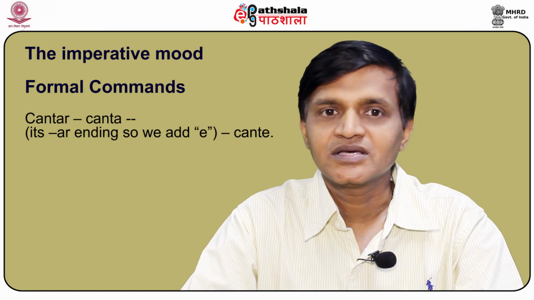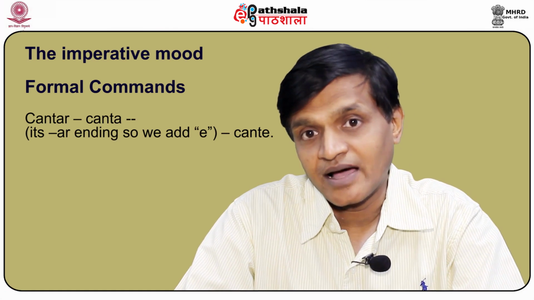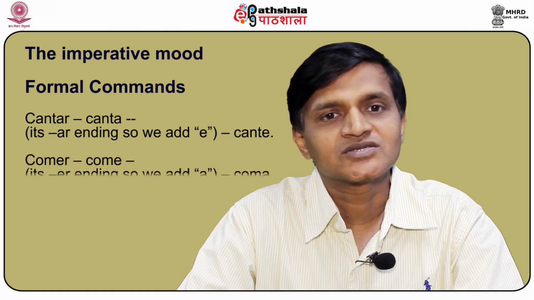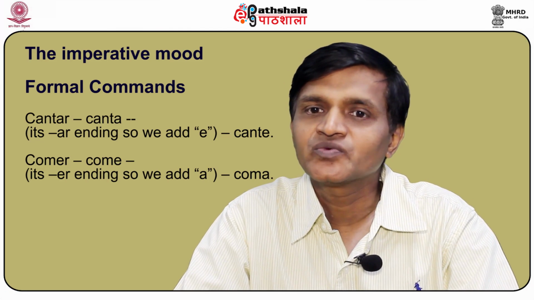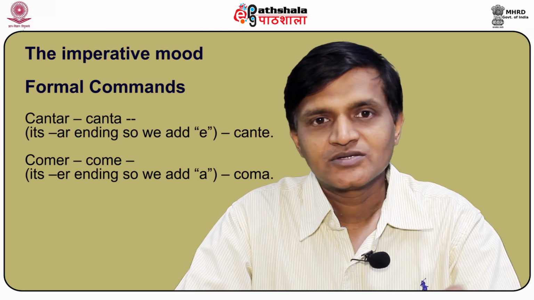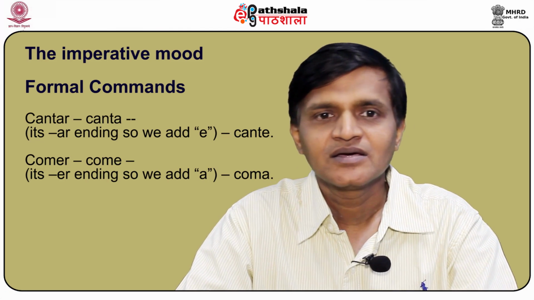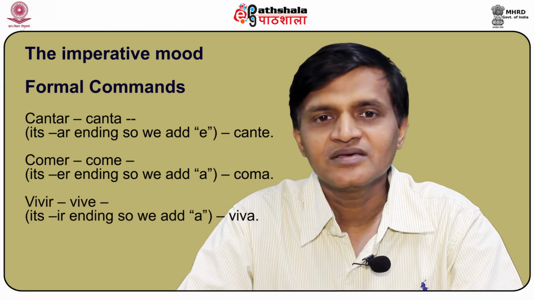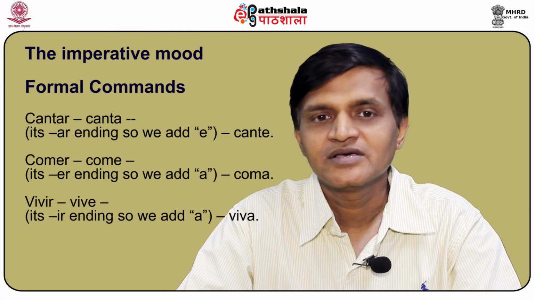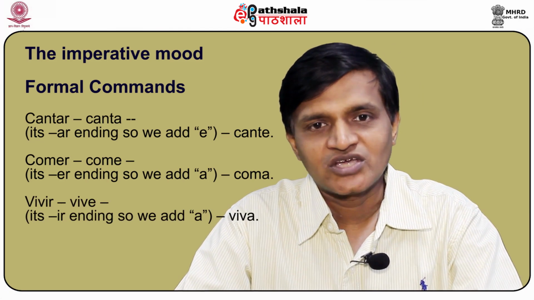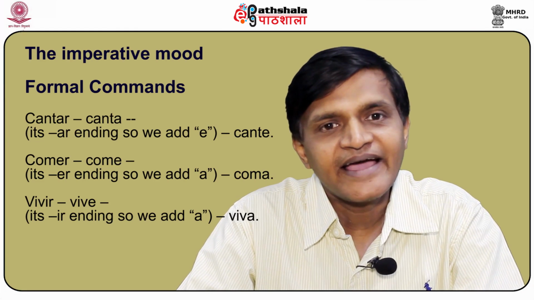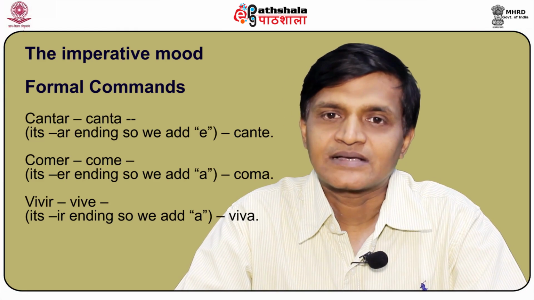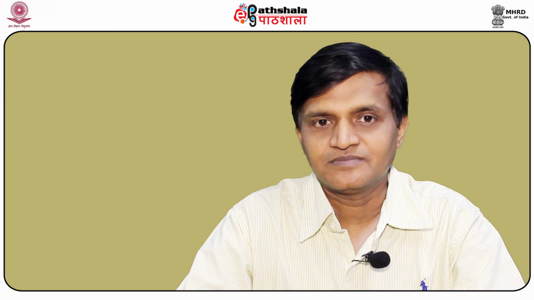So cantar is conjugated as canta, it's an AR ending, so we add E, cante. Comer is come, it's an ER ending, so we add A, coma. So all we have to do is, canta, we put an E, comer, we put an A, and in a case like an IR ending verb, vivir, vive, IR ending, so we add A, viva. So ER and IR change to A, and the AR ending verbs like cantar, hablar are all changed to E, cante, hable, etc.